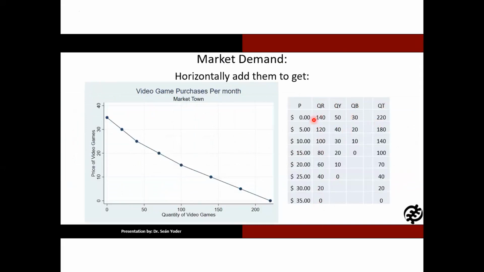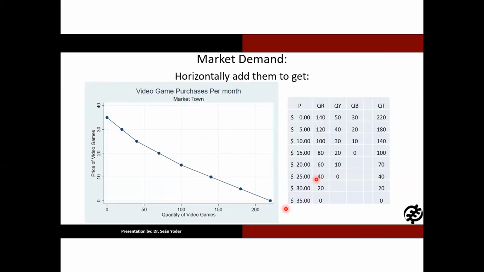And then this just adds them up. So 140 plus 50 plus 30 is 220. And I plotted this total quantity on the graph here. Now you can see it's starting to bend a little bit. That's very common in market demand curves.